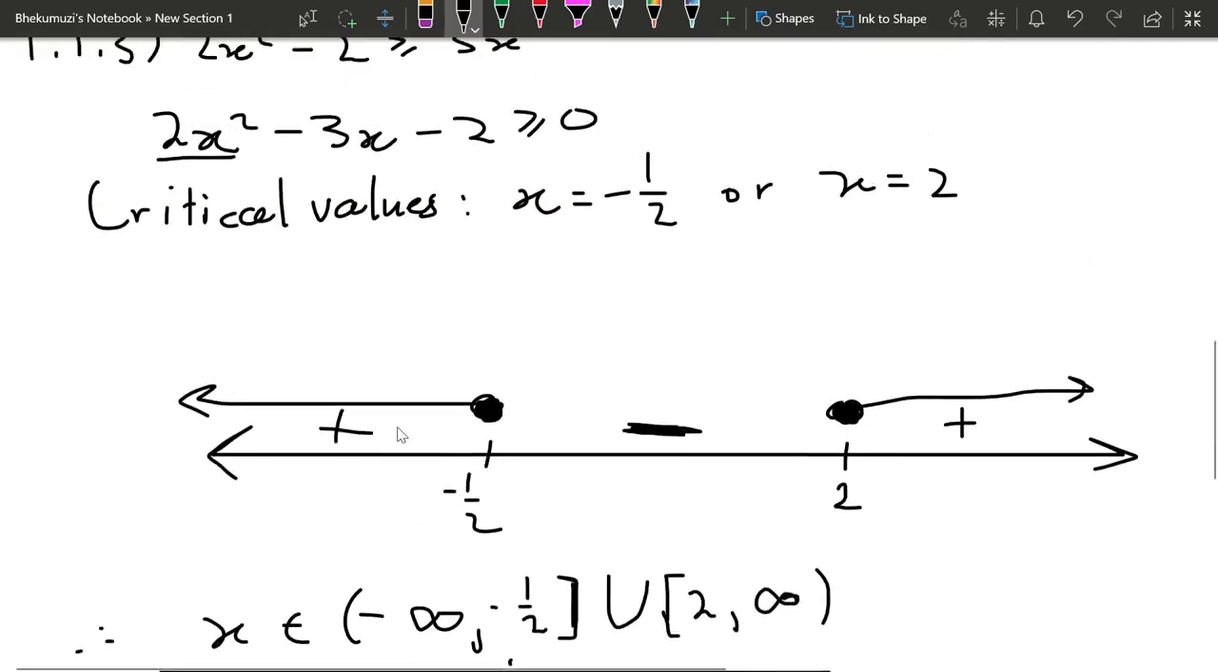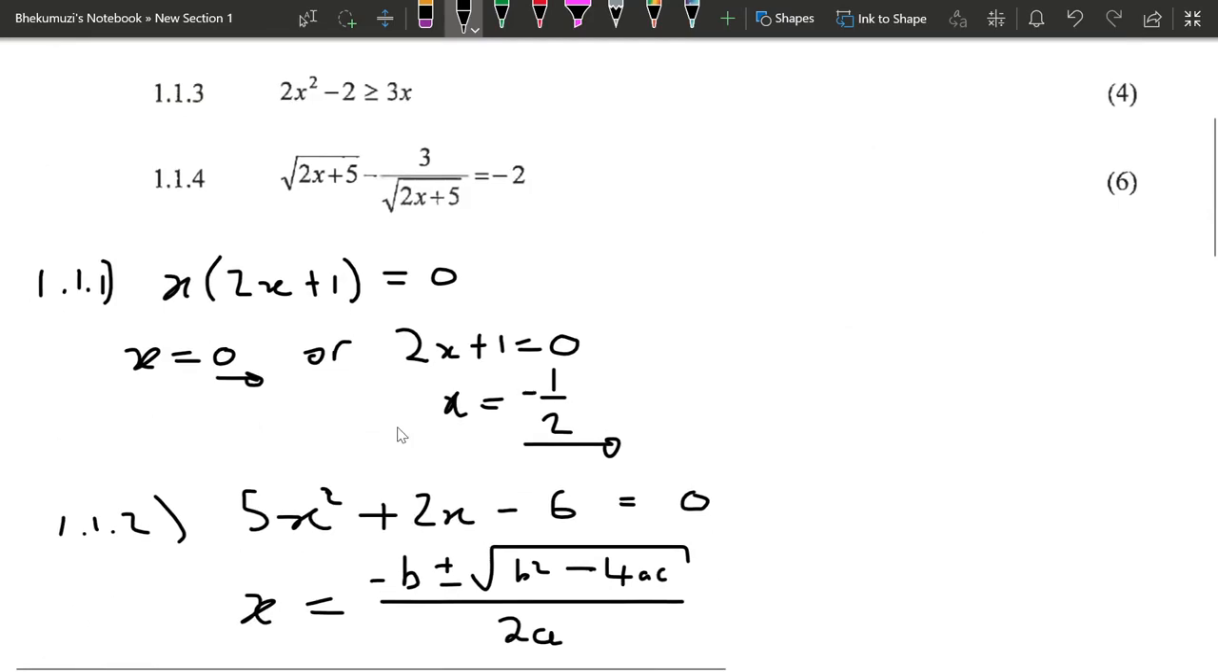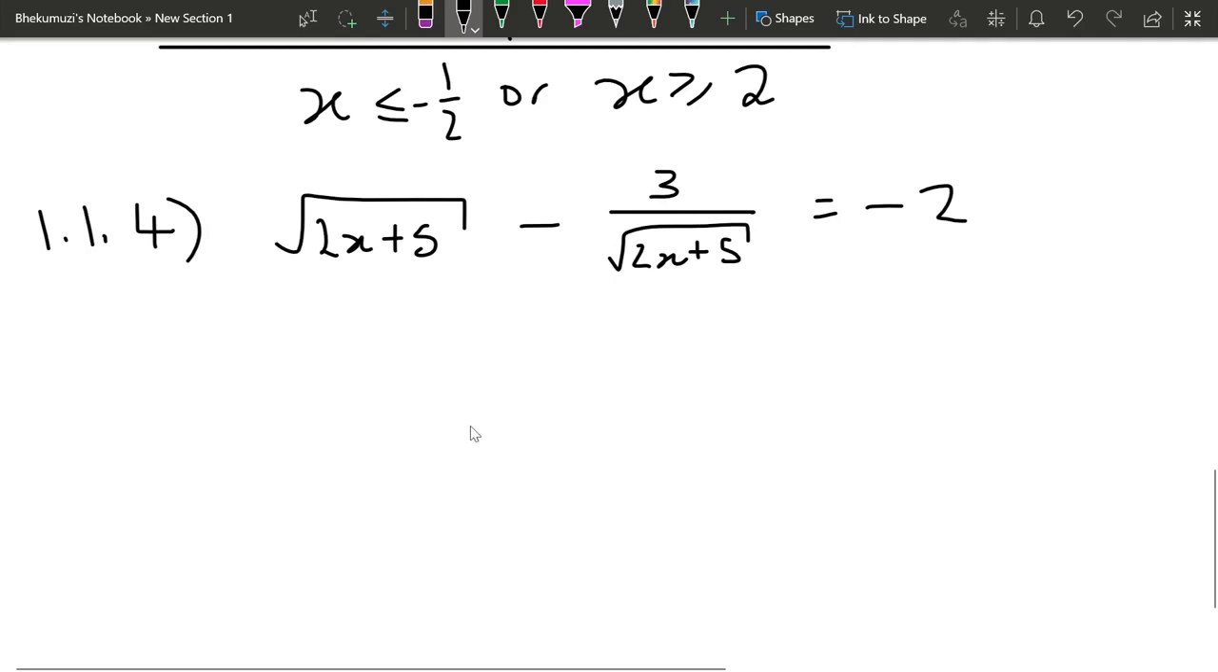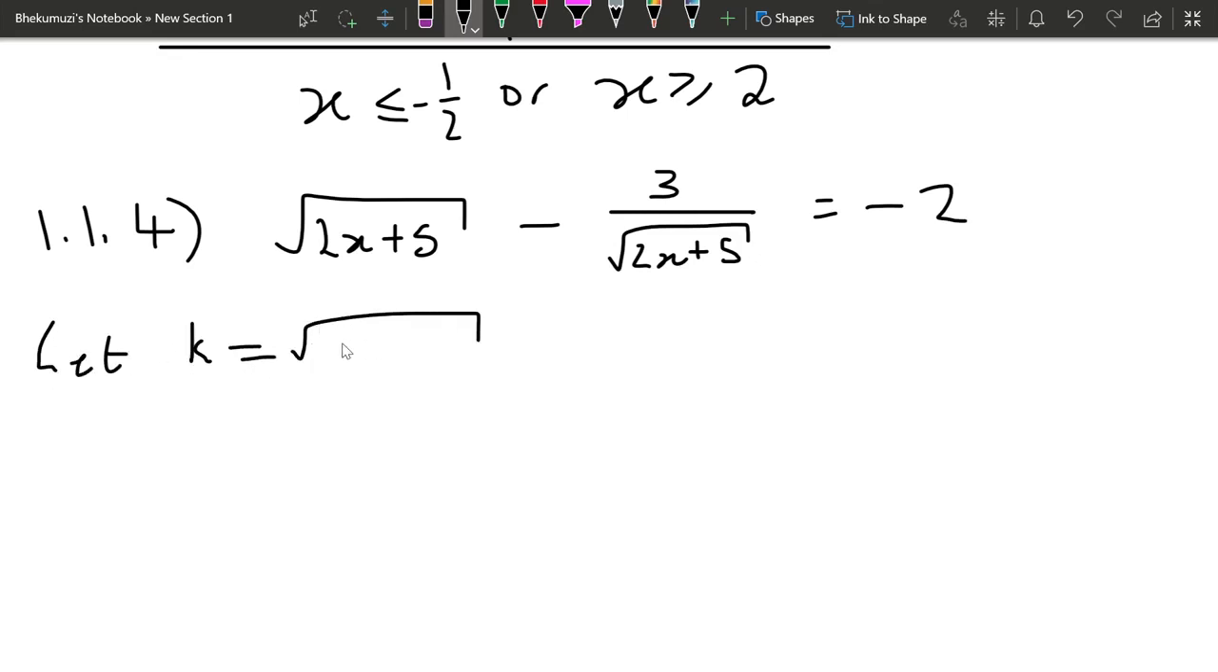Now there's a number of ways that you could have done this. You could have even used the K method if you wanted to, but for the first attempt I will use the K method, and then for the second attempt I'll use the more crude method, right? So in this case, for the K method, let K be equal to the square root of 2x plus 5.